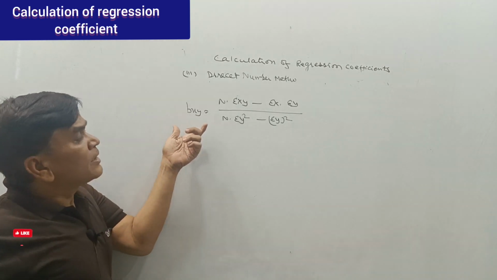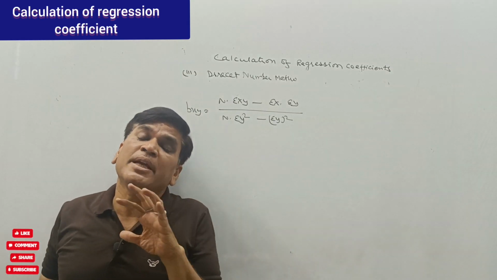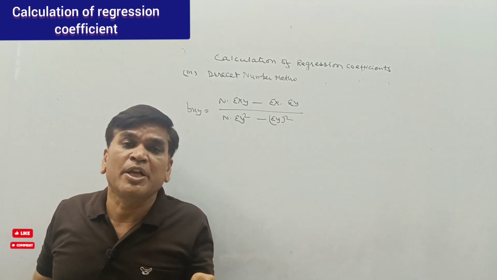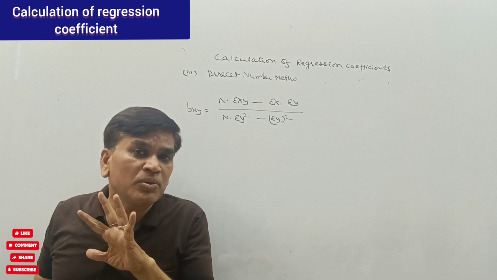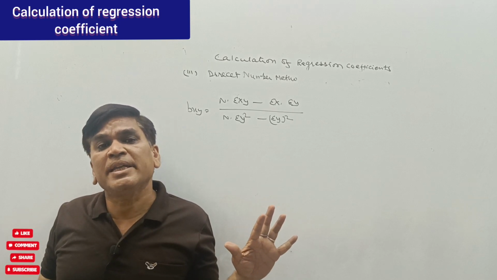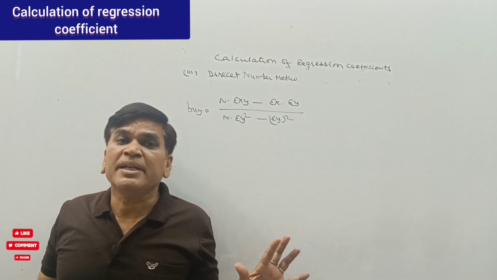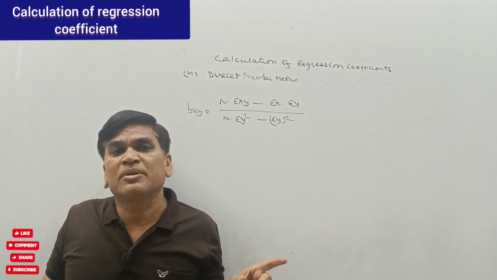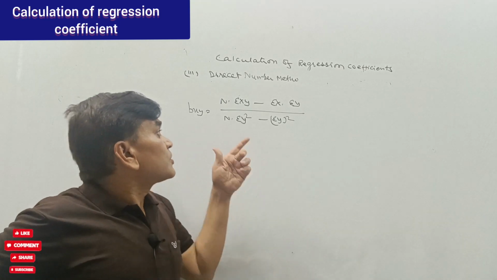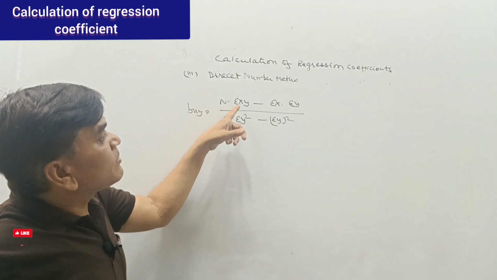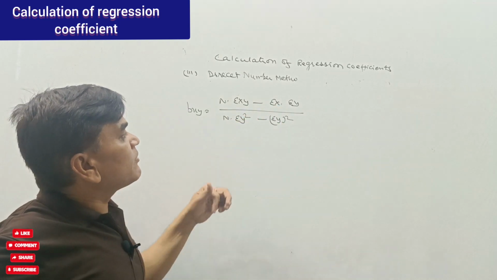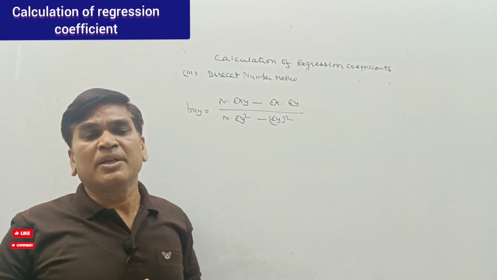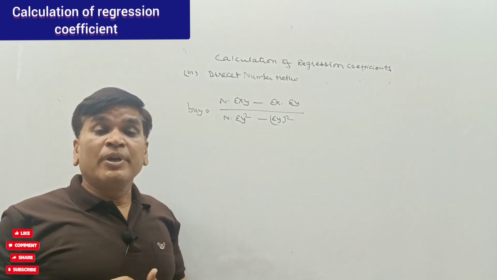Similarly, in this method we will not have any deviation, whether it is from the actual mean or assumed mean. We will not do any calculation of deviation. Directly we will get the x value, x square value, y square value, and the multiplication of x and y. So putting in this formula, n multiplied by sigma xy minus sigma x multiplied by sigma y, divided by n multiplied by sigma y square minus sigma y raised to power 2, we can calculate the value.